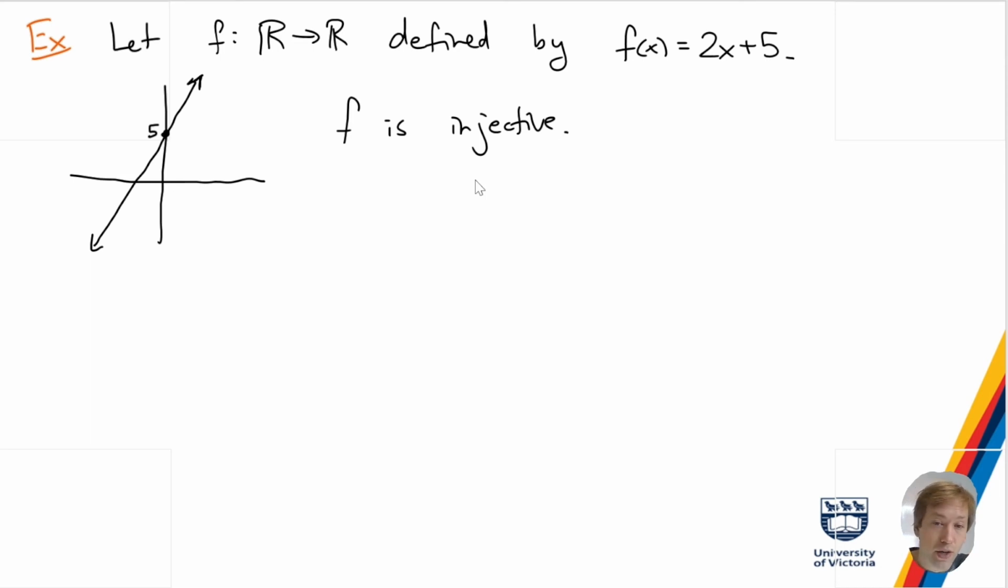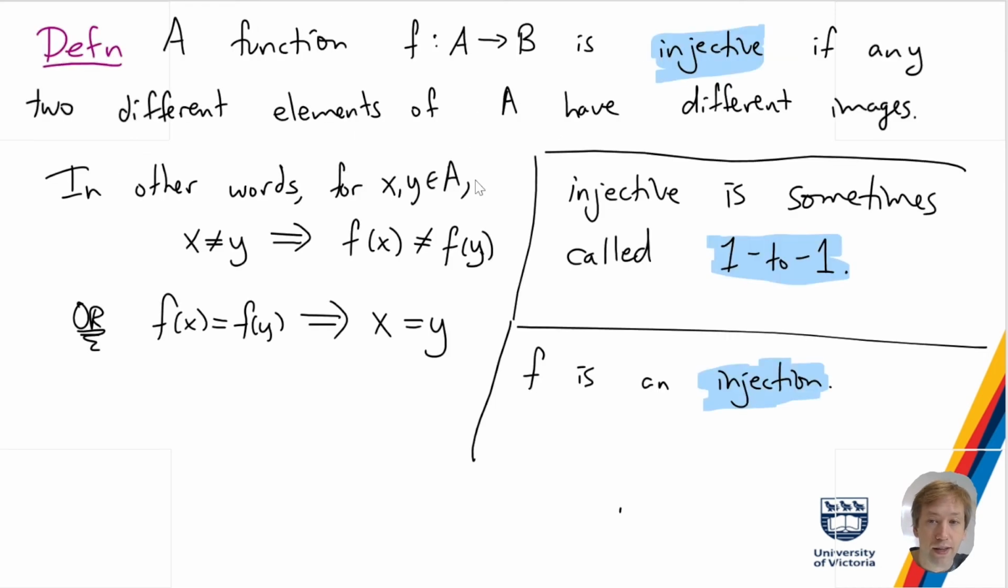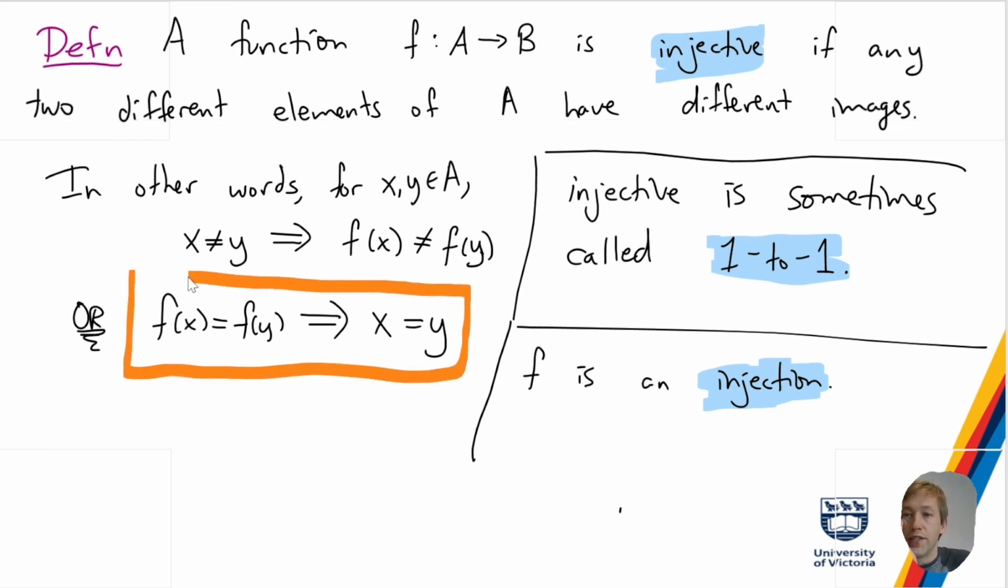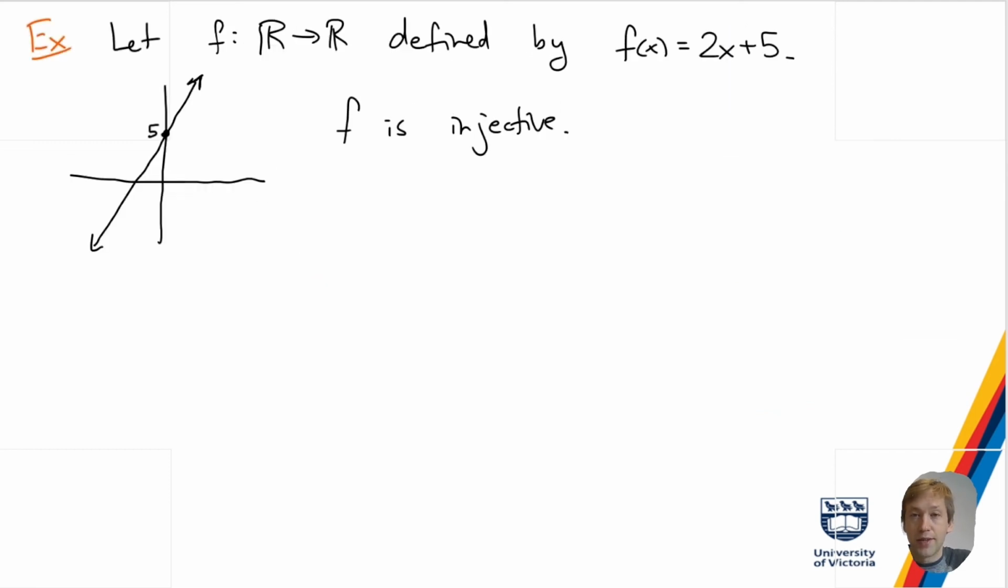To prove this, I want to go back on the previous slide to this definition, or this statement here. So we said that a function is injective if it holds that whenever f of x equals f of y, then x equals y. In a lot of cases, this is the easiest way to show that something's injective. So in this case, here I'm claiming f is injective. Here's the proof. So let x and y be real numbers.